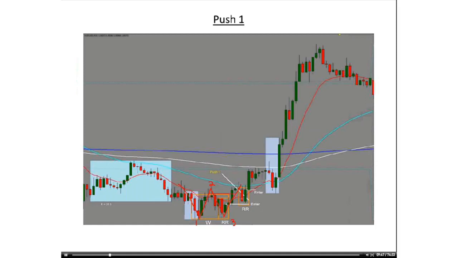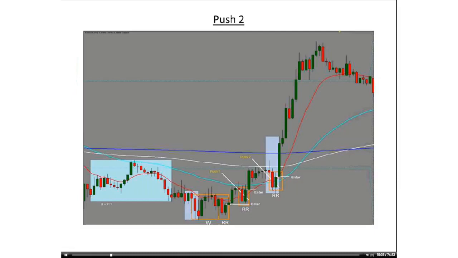induced short by closing below the moving average, and then this is your nameable pattern, railroad tracks. Your entry is right after the railroad tracks. Okay, that's your push 1. This is your push 2. It came up. It took out this zone. This one took out this zone, right? This one took out that zone.